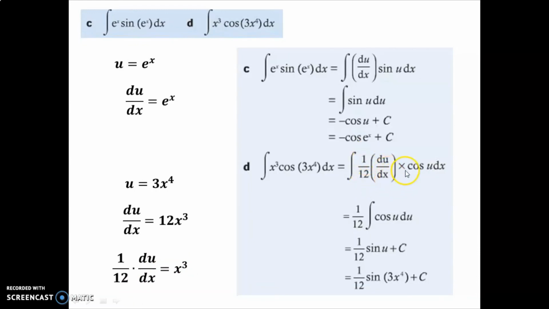That can be substituted in, it's done right here. 1/12 du/dx, and then times cosine of u. du/dx, and dx becomes du. The 1/12 can be moved outside. Take the integral of cosine, it's sine, and there, put the u back in.